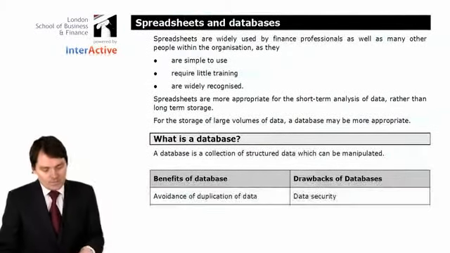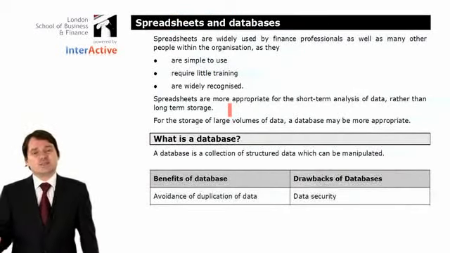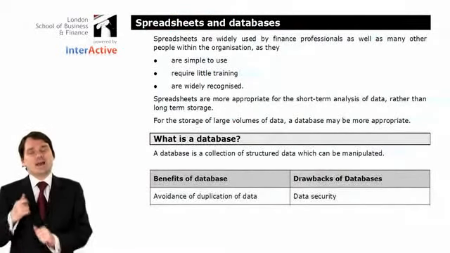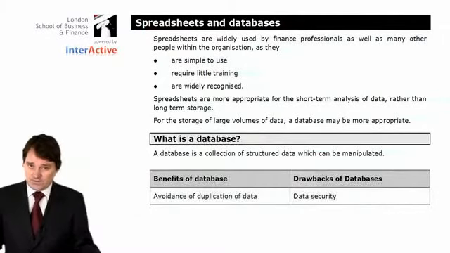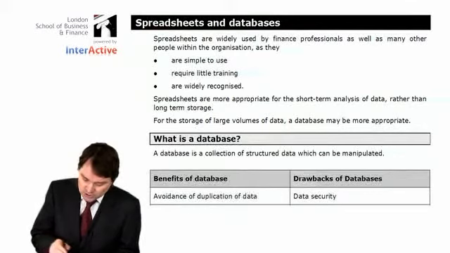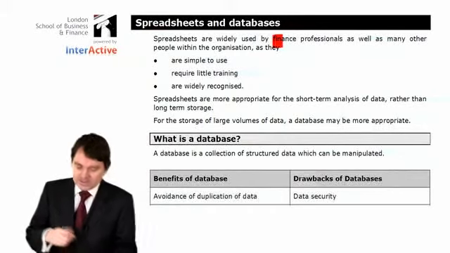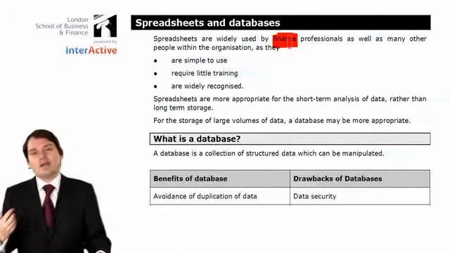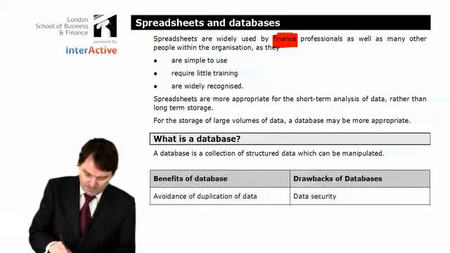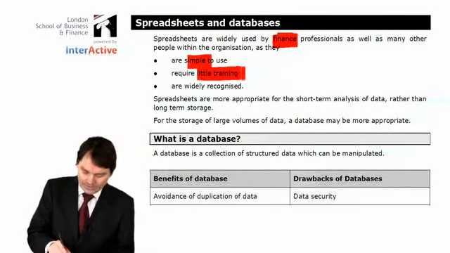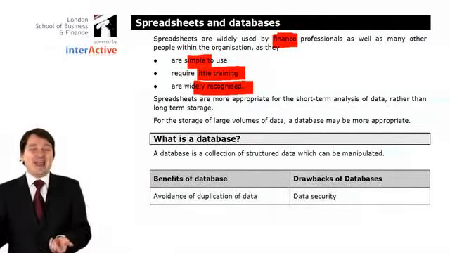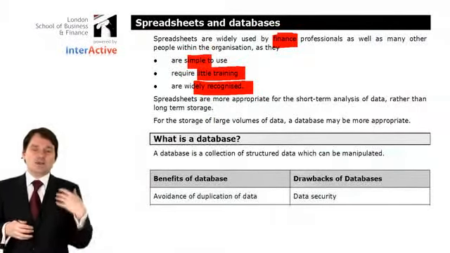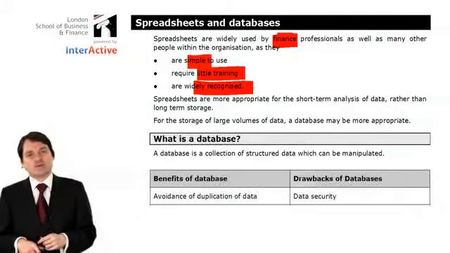Final couple of bits, we've got spreadsheets and databases, because these are common things that are now used in organisations. A spreadsheet, and I'd be very surprised if you've never used a spreadsheet. Spreadsheets are used widely by finance because obviously they are particularly good for numerical things. They are simple, little training, widely recognised. There are certain programs like Excel that are just known and used by millions upon millions of people around the world.